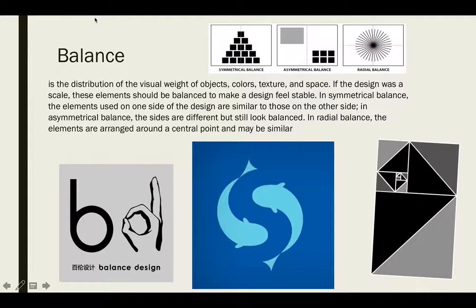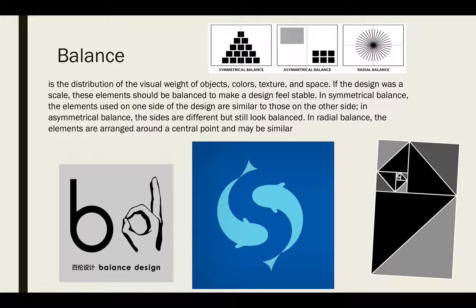I will read the slide here too, just because this information is a good definition too. Balance is the distribution of the visual weight of objects, colors, texture, and space. If the design was a scale, these elements would be balanced to make the design feel stable. In symmetrical balance, the elements used on one side of the design are exactly similar to the ones on the other side. In asymmetrical, the sides are different, but still appear to be the same in some way, sort of through use of opposites. In radial balance, which we won't really be talking about too much in this course, the elements are arranged around a center point and sort of are related in the same way to that center point.